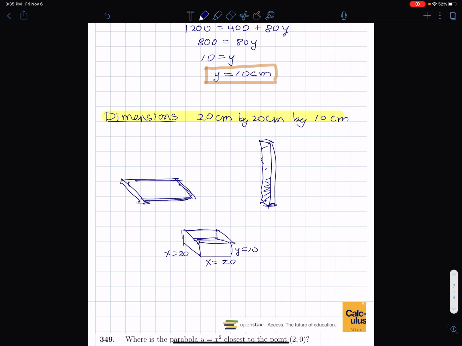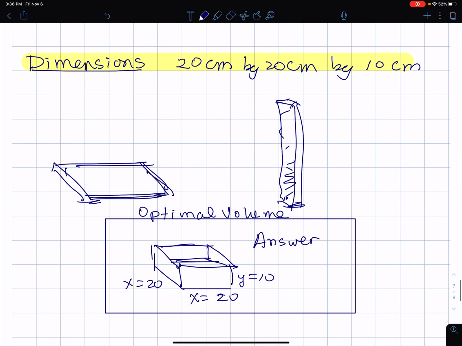sort of drawing and talking. Okay, the 10 is half of 20, so the height is half of that edge of the square base. So this is the one. This is their answer. This is the optimal volume. These guys were sort of fun to draw, but this one here gives the optimal volume. So that's an optimization problem. Okay, and I just drew those little pictures just to point out that there were different possibilities.